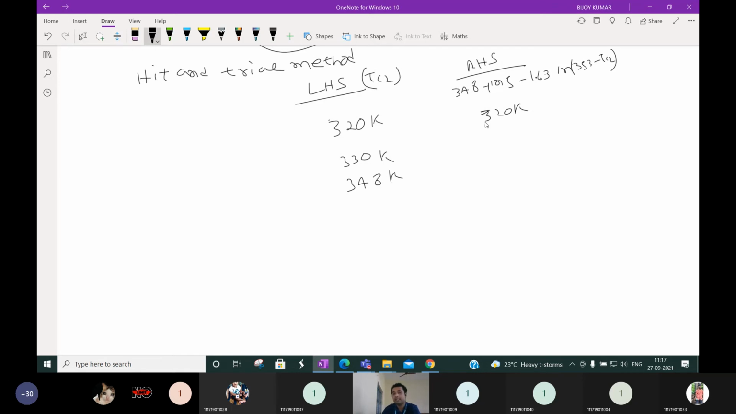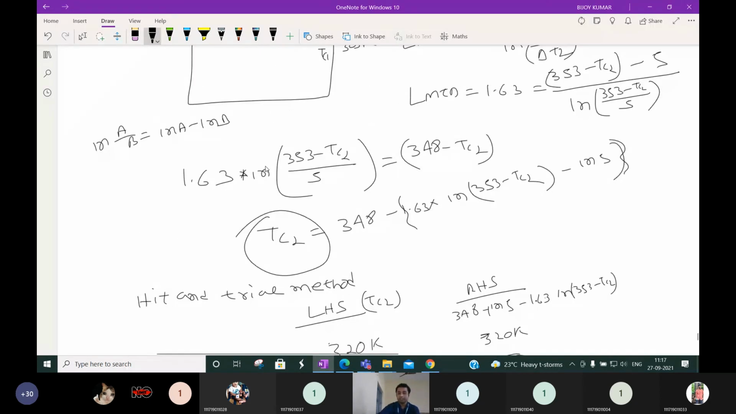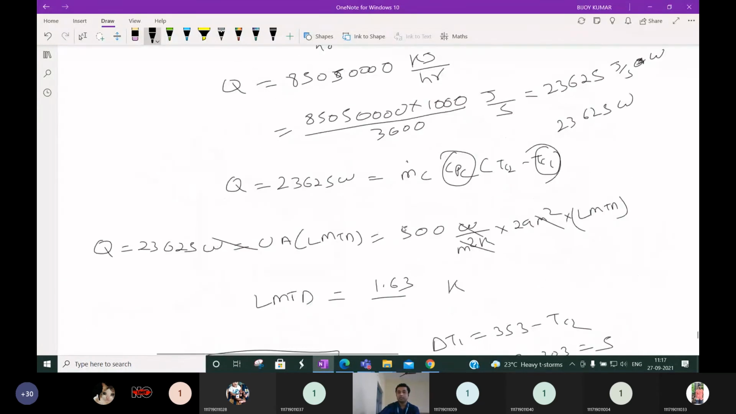By considering the LHS, we calculate the value of the right hand side and check whether these two values are the same or not. If TC2 is, say, 348 Kelvin and the right hand side calculation also comes to 348 Kelvin, it means the TC2 value is 348 Kelvin. Okay, simple. So by using this hit and trial method we calculated TC2. Now TC2 is known, the only unknown is m dot C, which you can calculate easily.